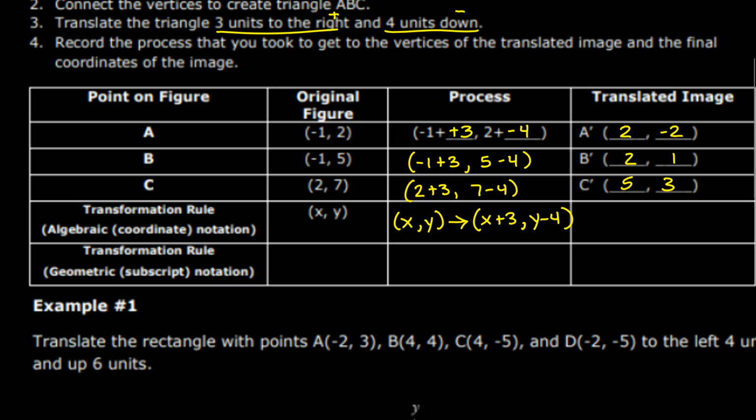Now, geometric's my favorite because it's quite simple. This is a translation, so we do a big capital T for translation, and then in subscript, we write what happened to x and y. So x increased by how much? And y decreased by how much? Good. Boom, that's the geometric notation for a translation.